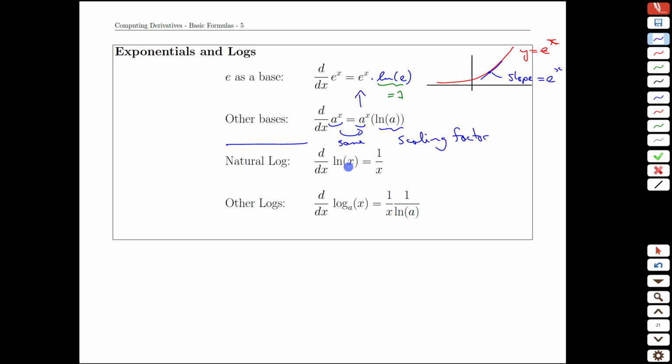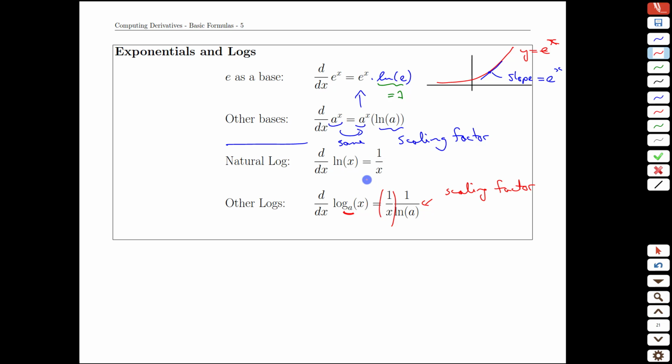Switching gears, if we have the ln, the natural logarithm, its derivative is 1 over x, not something you'd see coming, proving that's actually a bit of a challenge, but it's a very simple rule to memorize. Same idea with the log of some other base. So if we had log base a, we still get the 1 over x. So same pattern as the exponentials, we get the same root function, same basic function involved, but then we have the scaling factor this time here in the reciprocal or in the denominator, the scaling factor 1 over ln of a.